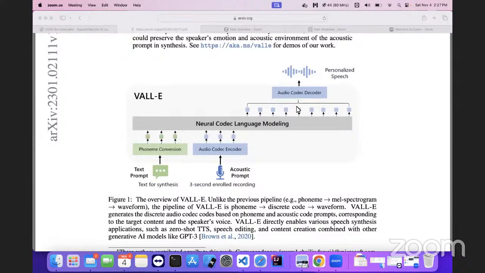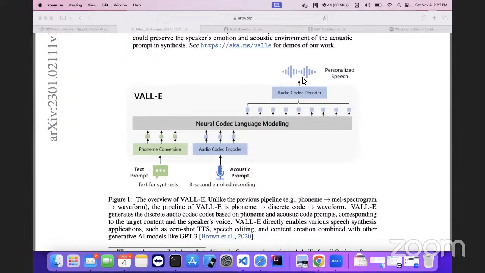Okay, and that goes through an audio codec decoder, which is basically the inverse of this encoder, the decoder portion of it. That goes into here, and that generates your personalized speech. So this is the final output that comes. Okay, so basically you have a text prompt as well as an acoustic prompt as an input, and the output is the speech. Okay, so this is the overall block diagram.